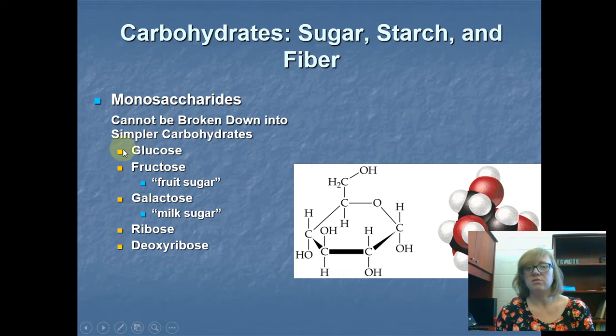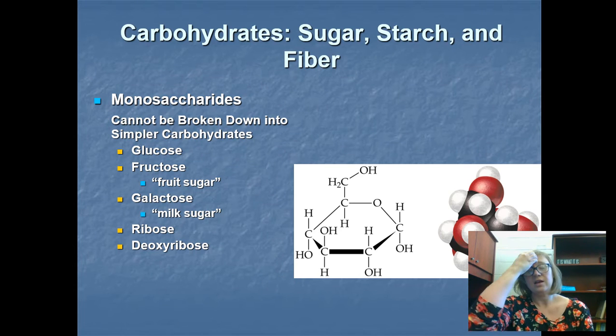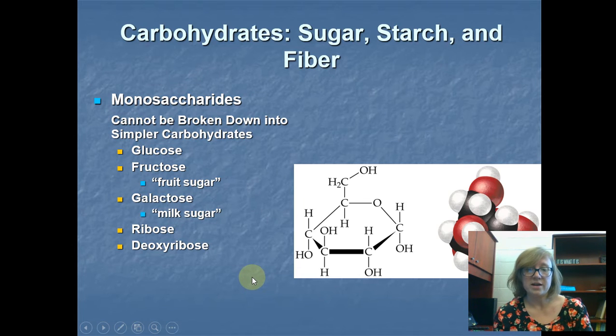So glucose is what plants make during photosynthesis. Fructose, which you might think of as fruit sugar. Galactose or lactose, those are milk sugars. Ribose and deoxyribose, we're going to come back to those when we talk about DNA and RNA. But these are sugars. Those are monosaccharides, the basic building blocks. Those provide your body with energy. I always think of giving a little kid some sugar and then they start going hyper. Sugars provide energy.